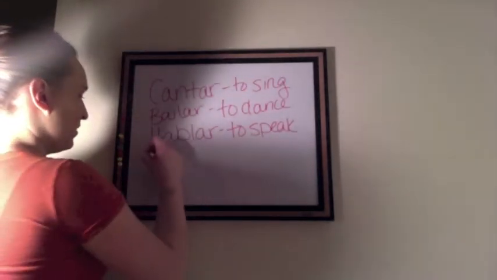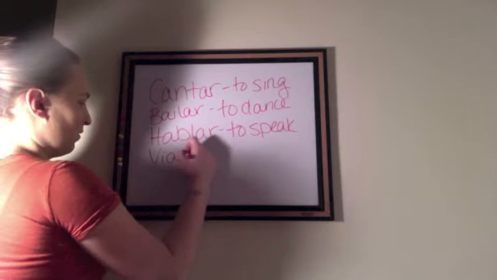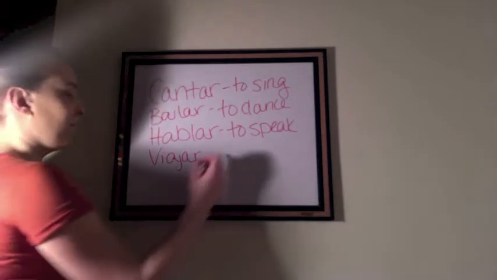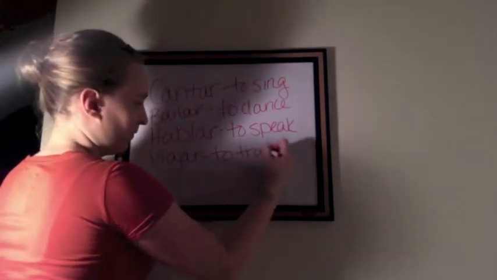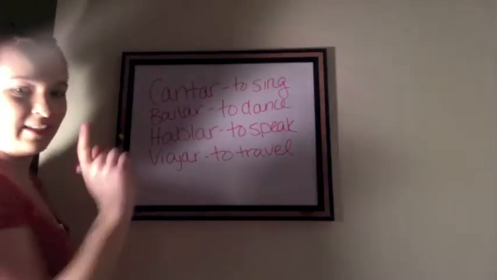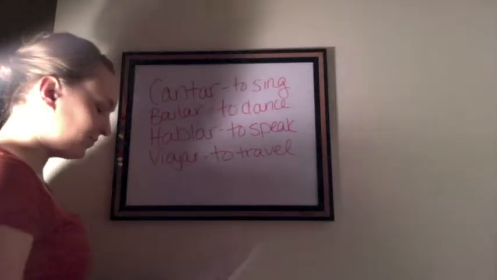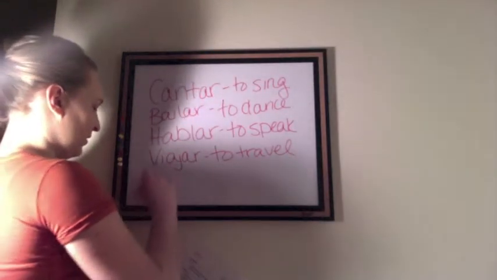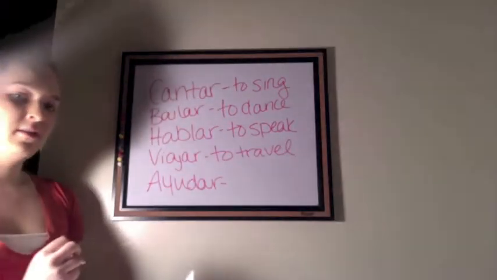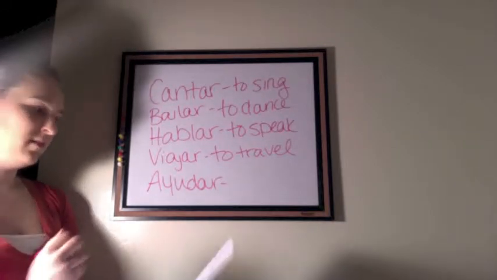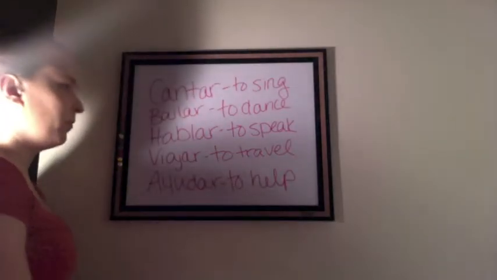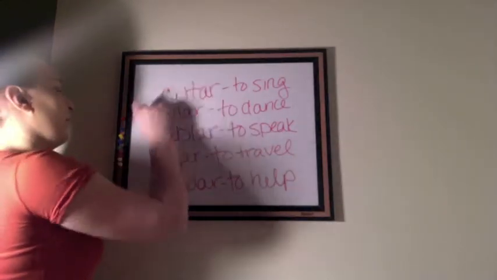And the next one is viajar. To travel. Yep. The easy way to remember this one is the VI. You can think of your visa. You need your visa to travel. That's how I remember it. The next verb is ayudar. To help. Yep, to help. Perfect. There's a couple more that we have.